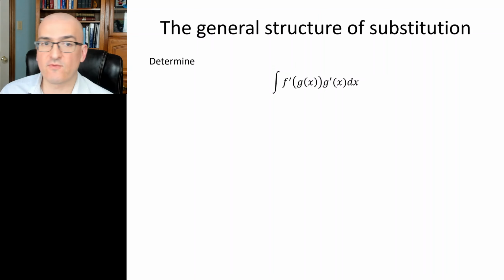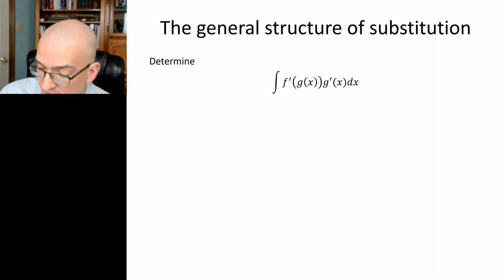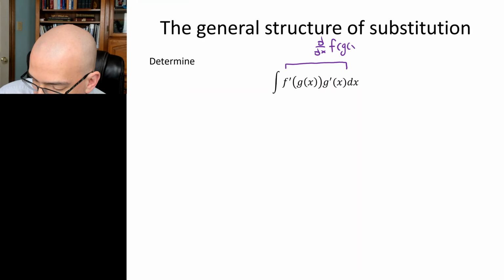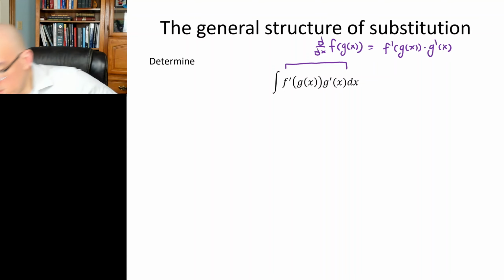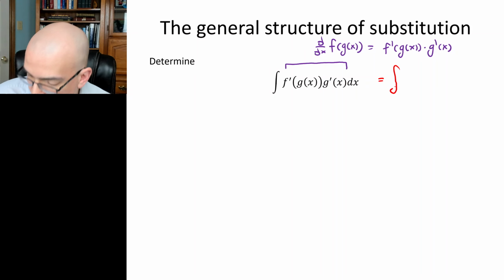They've each had this form. They've all been the antiderivative of a chain rule. Remember, the chain rule, if you take the derivative of f of g of x, d by dx of f of g of x, is f prime of g times g prime. So what we're asking for is the antiderivative of the derivative of f of g of x.